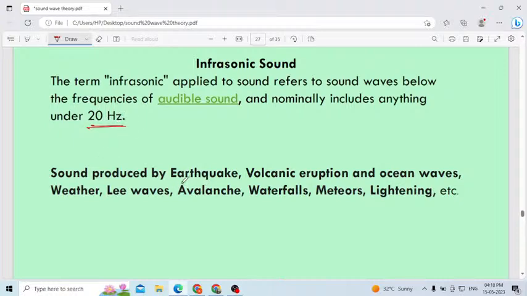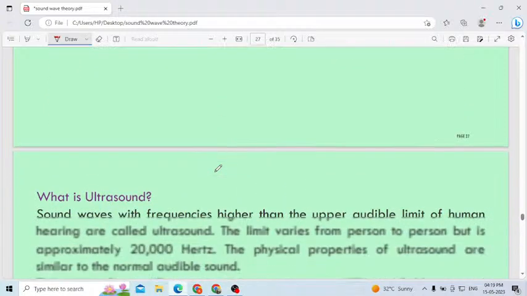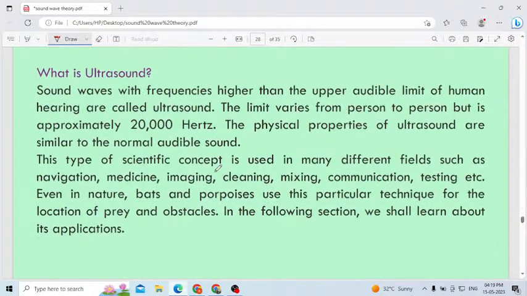Sounds produced by earthquakes, for example. Infrasonic sound waves come from earthquakes, volcanic eruptions, ocean waves, weather, lee waves, and avalanche effect. You can study this one in transistor. Waterfalls, meteors, lightning, everything are examples of infrasonic sound waves. Then what is meant by ultrasonic? For infrasonic, you have to remember the frequency is less than 20 Hertz.